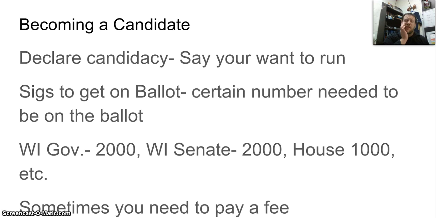Same thing for becoming a senator from Wisconsin. For the House of Representatives in Washington, you only need 1,000, and then the list goes down from there. So that's mainly how you become a candidate. We'll do something similar here for our candidacy in class.